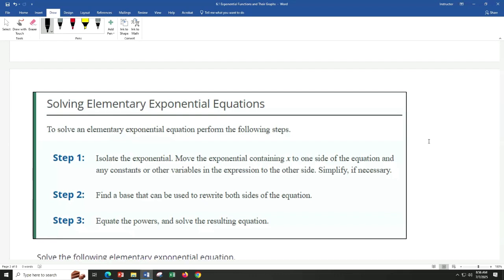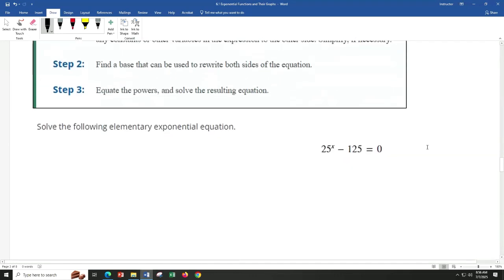Let me show you what this means by example. With this guy right here. Solve the following elementary exponential equations. 25^x minus 125 equals 0. You're literally solving for x. Okay. Well, let me show you how this is done. First off, it says isolate the variable on one side. Isn't that what we've always done? We have a variable x. We need to isolate that base with the variable on one side. So I'm going to add 125 to both sides. Okay. And I'm going to get 25^x is equal to 125.